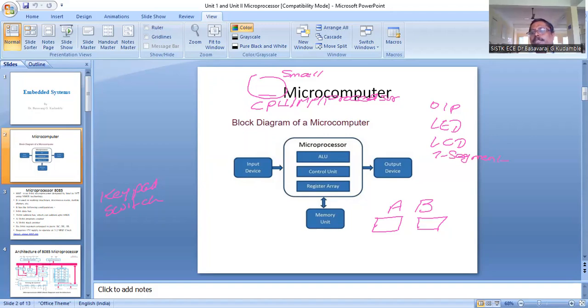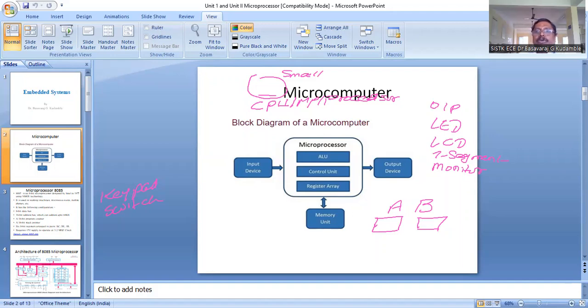or the monitor, like a computer monitor. Usually in control operations, we do not use a big monitor. Usually we have an LED, LCD or 7-segment display. These are the output devices.